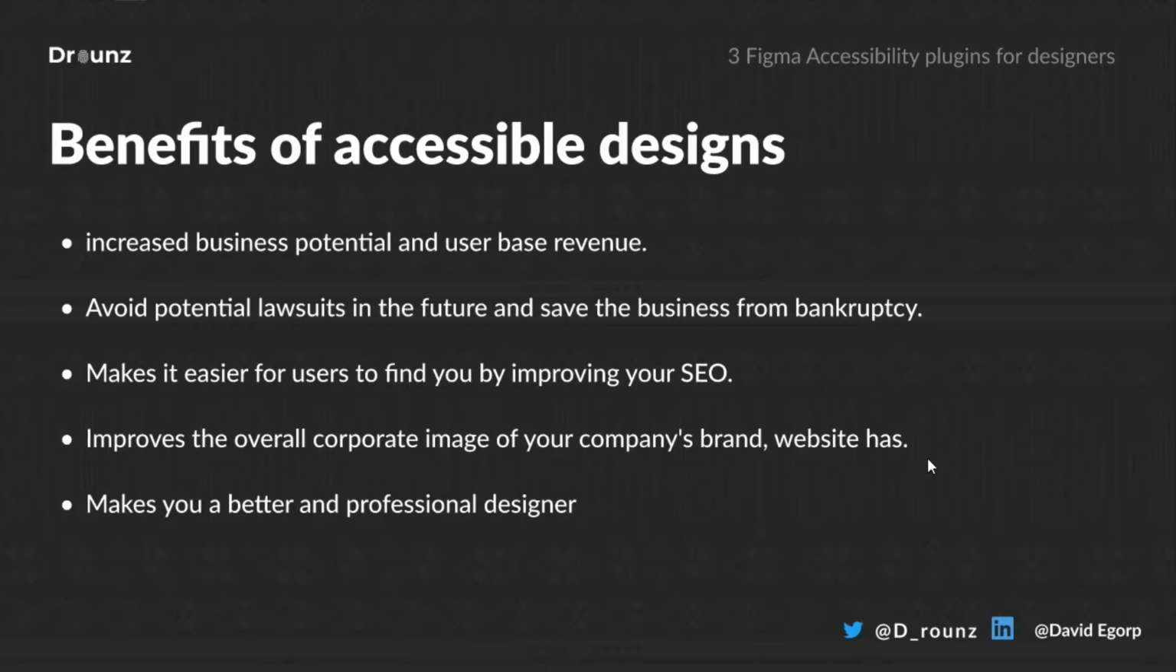Then the second one is you will avoid potential lawsuits in the future and save your business from bankruptcy. Platforms in the US, I guess, are sued in court for designing websites that are inaccessible. So designing knowing the benefits of accessibility and adding the thoughts and the mindset to it in your design will help you greatly. It makes it easier for users to find you by improving your SEO. Once your website is more accessible, Google automatically resets your SEO to the point that it ranks top when they search for your name or search for a certain topic where your website falls into. It improves your SEO big time.